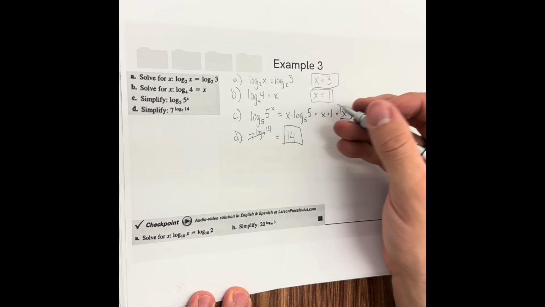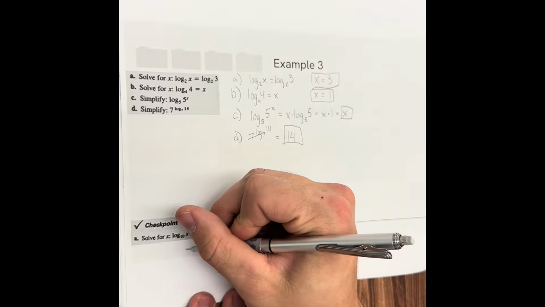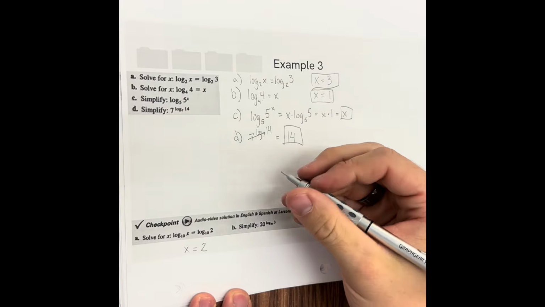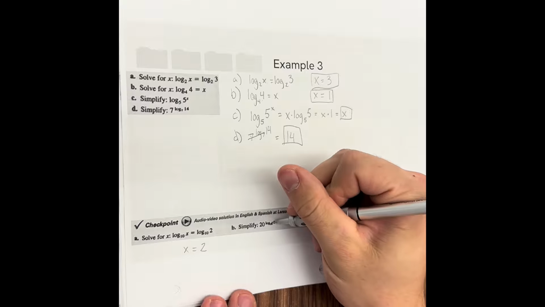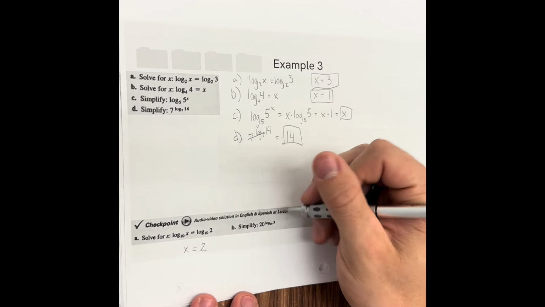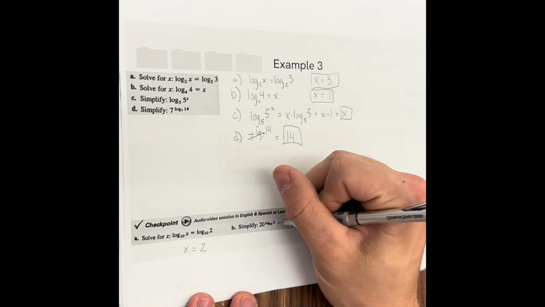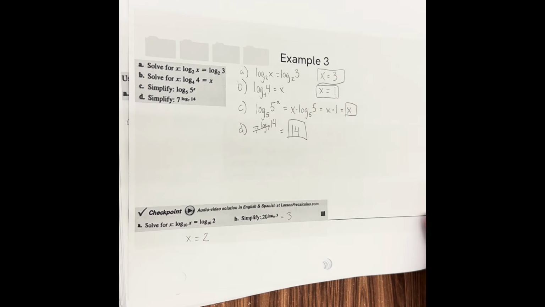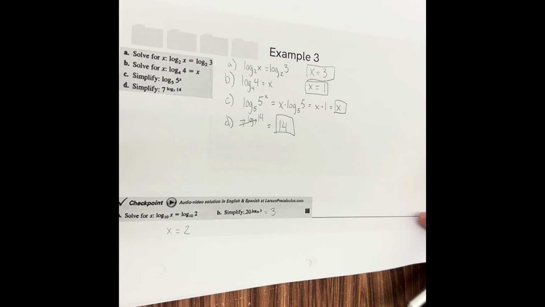We'll just do these checkpoints here real quick. Letter A, again, low-hanging fruit. This is x equals 2. Letter B, we have 20 to the power of log base 20 of 3. That would just be equal to 3. That log base 20 cancels out. All of these properties are going to be really helpful when we go through and solve some equations.